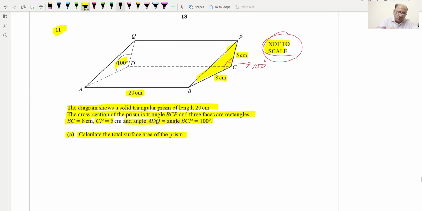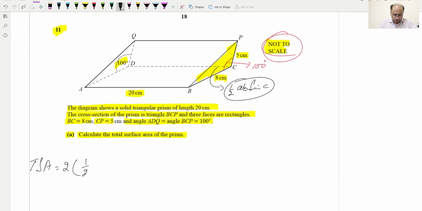So we will write total surface area. Total surface area is equal to, first of all, 2 into the triangle area, which is 1 by 2 into ab sine C. This is the formula we'll be using. So it will be 1 by 2 into 5 into 8 into sine of 100 degrees. This will be multiplied by 2 because we are taking two triangular areas, and the second triangular area is also highlighted. Hopefully you understood which triangle areas we are taking.